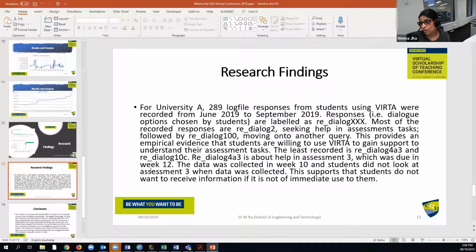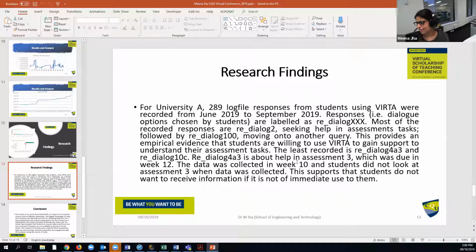So the responses, the dialogue option chosen by users, are labeled re-dialogue XXX. Most of the recorded responses are re-dialogue 2, seeking help in assessment tasks, followed by re-dialogue 100, saying that they want to move on to another query, which is another assessment task. So this provides empirical evidence that the students are willing to use VIRTA to gain support to understand the assessment task. The least recorded is re-dialogue 483, and re-dialogue 10C is about help in assessment 3.